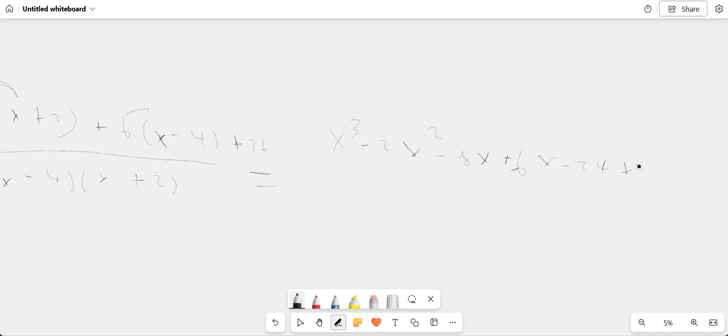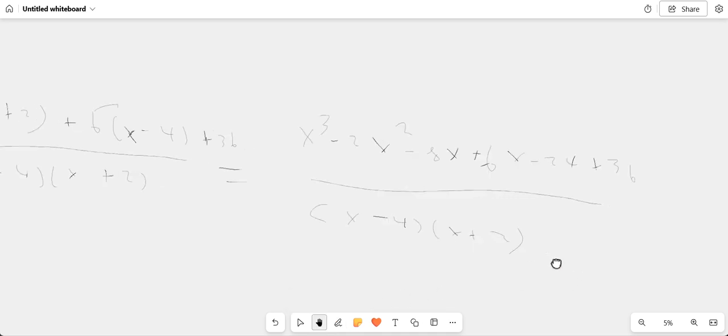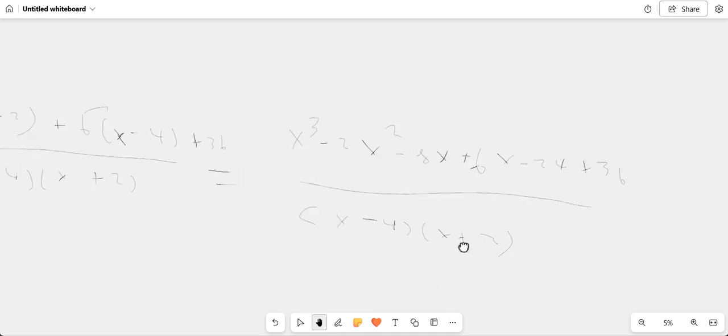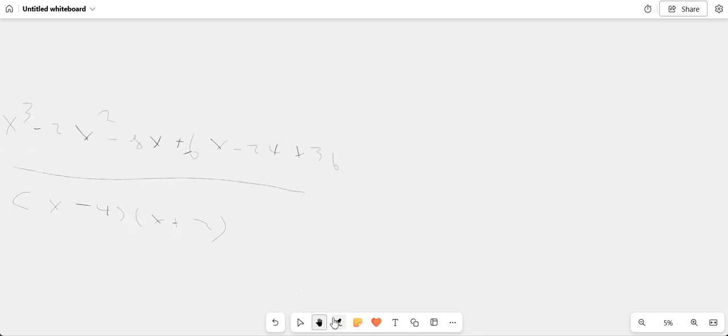Alright, plus 36, all of that over x minus 4, x plus 4, yeah? x plus 2. Cool. Combine the top now. That's going to give you the final answer, which is x cubed minus 2x squared minus 2x plus 12 over x minus 4, x plus 2.